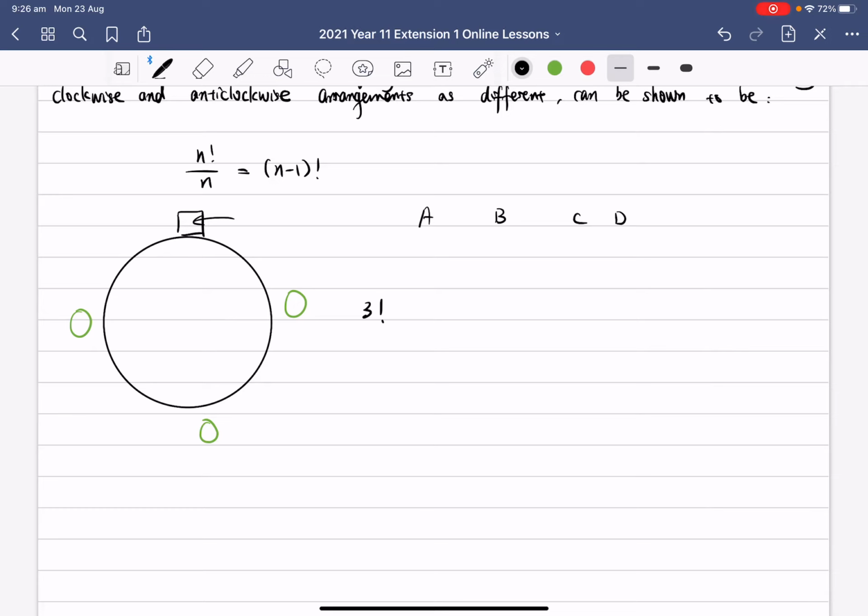Now with circle arrangement, sometimes you also have restriction questions as well, so you have to be extremely careful. Usually when dealing with restriction questions, we deal with the restriction first, and then deal with the rest of the arrangements. Let's have a look at some examples.